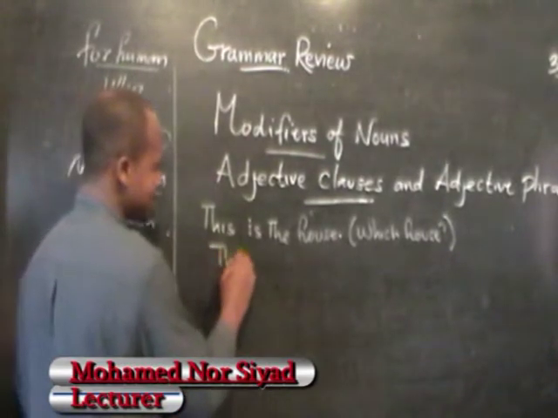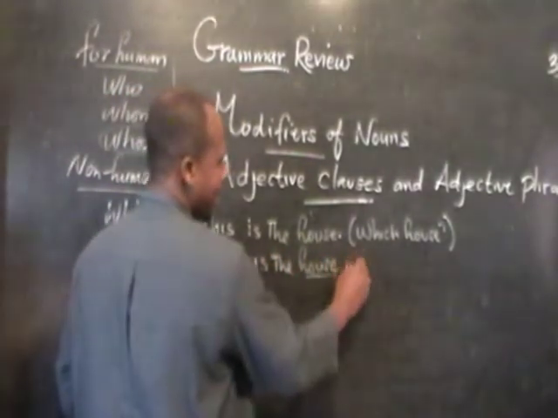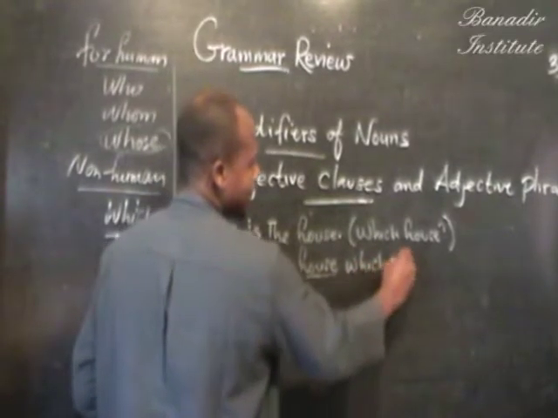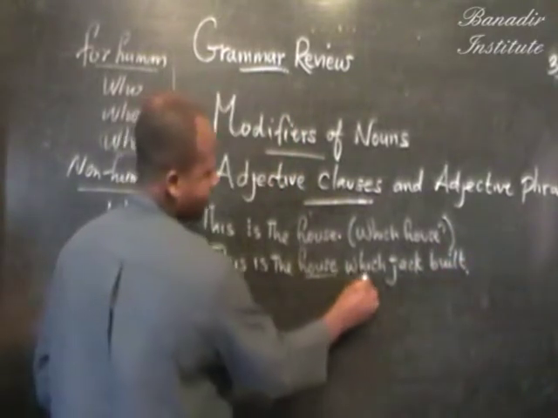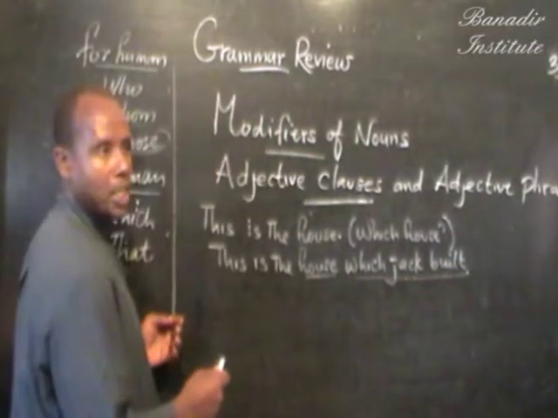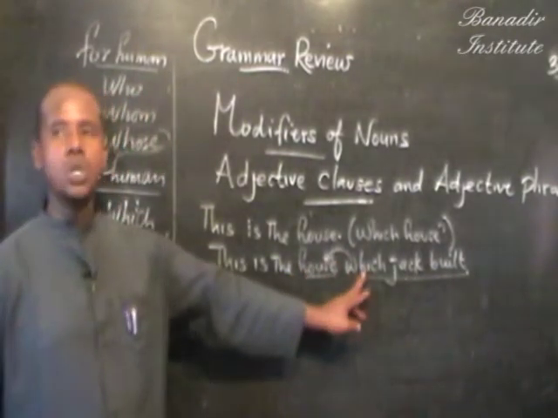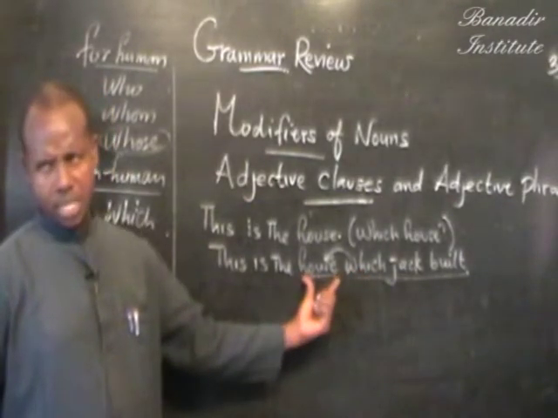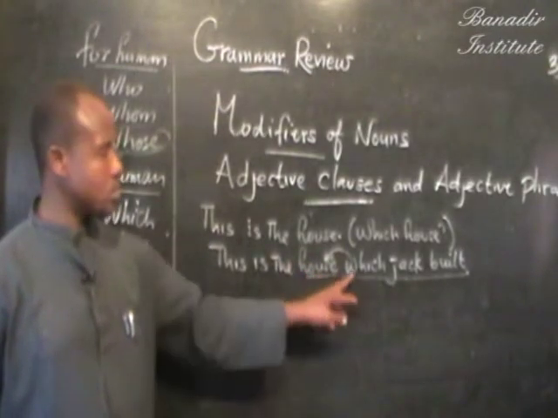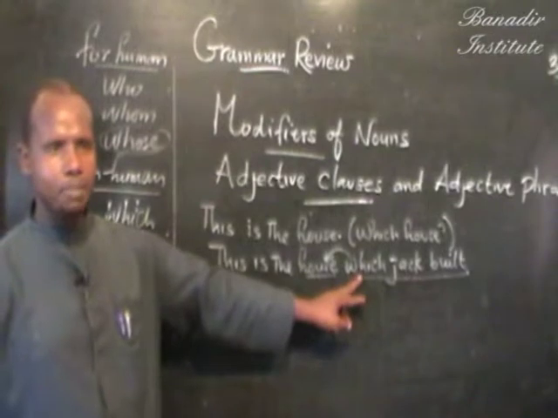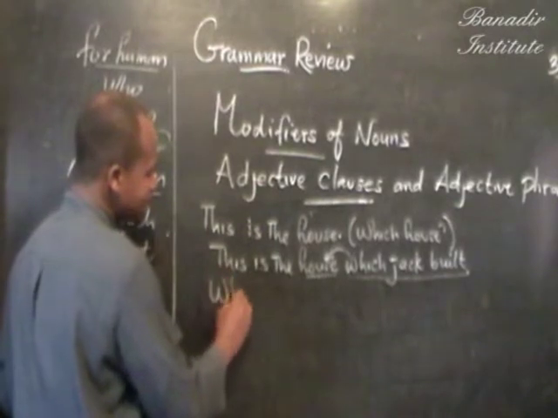Okay, let me say then: this is the house. Which house? This is the antecedent. I'm going to have which Jack built. This is the house which Jack built. It means now the house was built by Jack. Here I cannot say who, because my antecedent is non-human. I'm talking about a house, not a person. This is the house which Jack built.